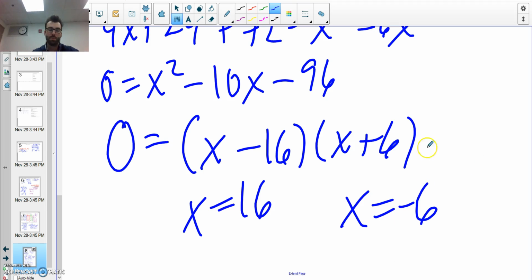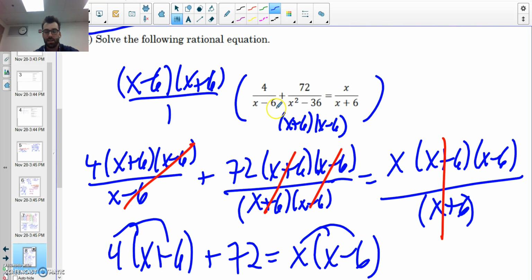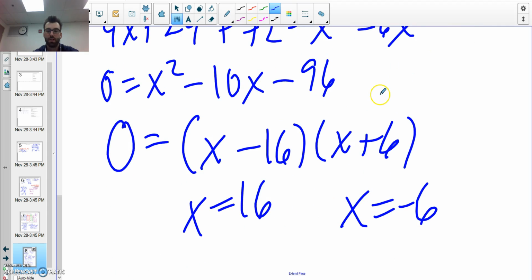But wait, remember you have to check for extraneous solutions. So if I plug in 16, 16 checks out on the bottom here, my denominators. If I plug in -6, -6 plus 6 will give me 0. So -6 I can throw out, and my answer is 16.